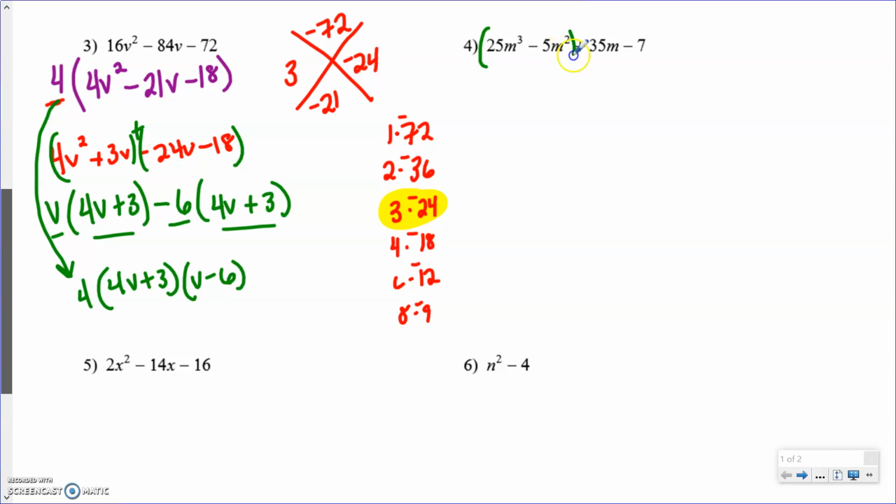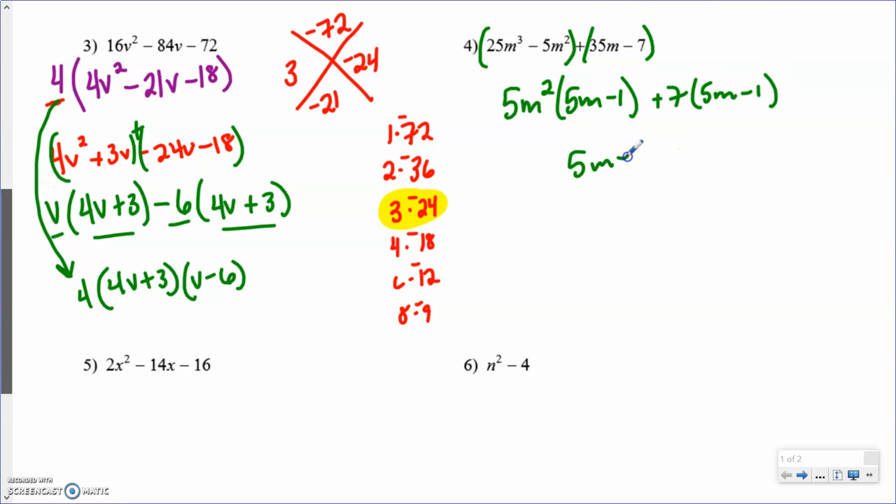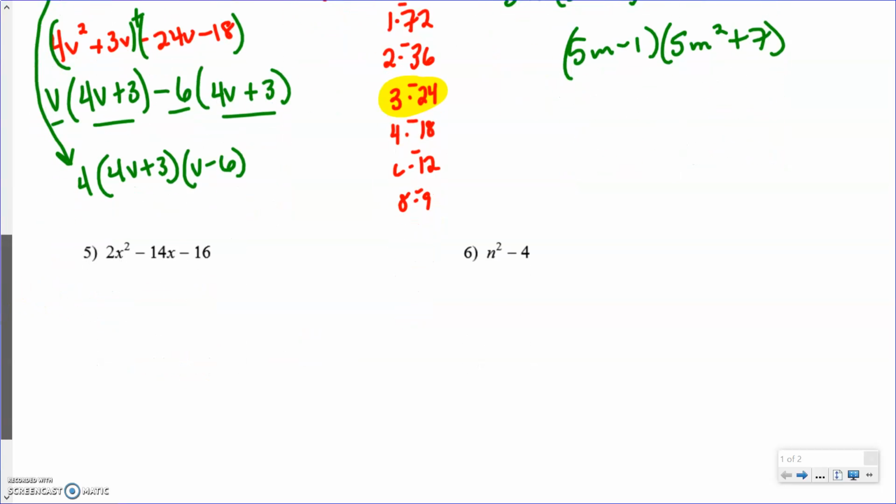Next one. I see 4 terms, and I can't divide 7 by 5, so I know that I can't do a GCF there. So I'm going to make 2 groups right away. I can take 5m squared out of the first group, so I'm left with 5m minus 1. It is extremely important that you don't forget the 1. I can divide by 7 in the second group, so I'm left with 5m minus 1. And those two match, so 5m minus 1 times 5m squared plus 7 gives me my final answer. Can't go any further there.